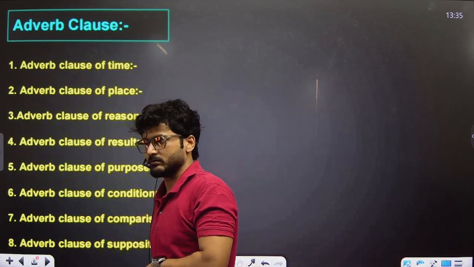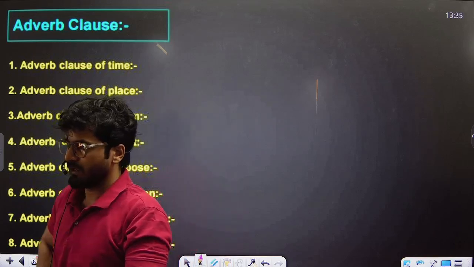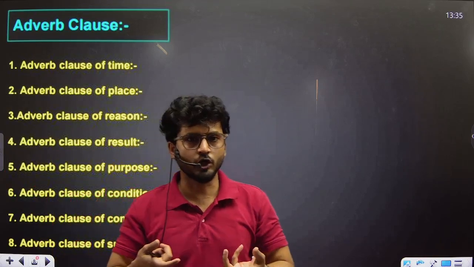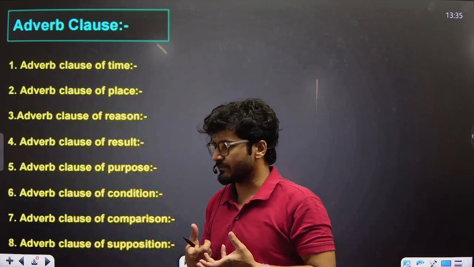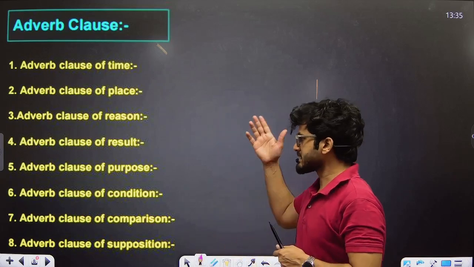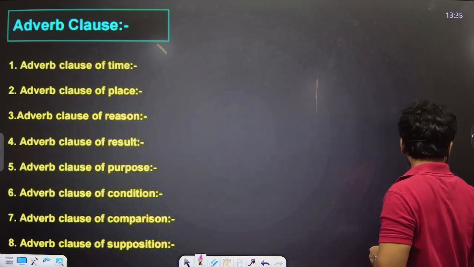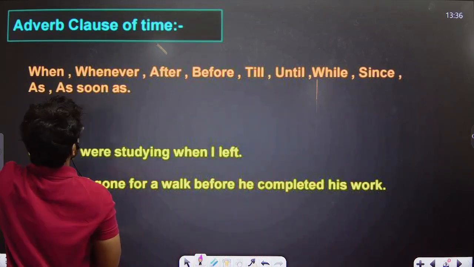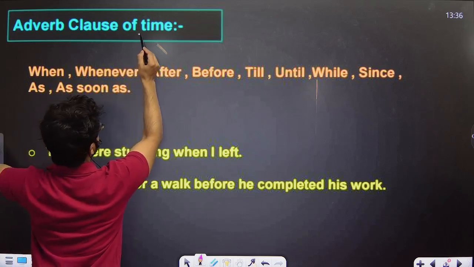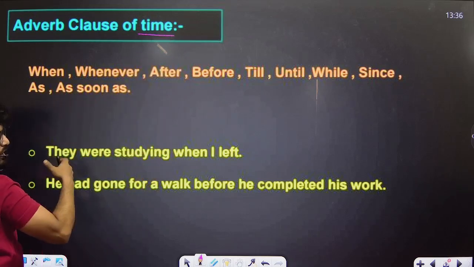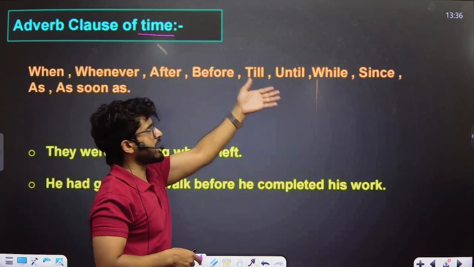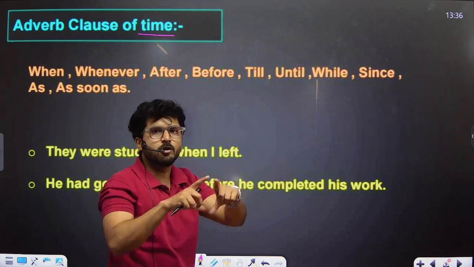Very good. These words will be present there, whichever words I have told you. So let's discuss them one by one. See, adverb clause of time. This is talking about time. In time you will get the words when, whenever, after, before, till, until, while, since. It will be talking about time references.